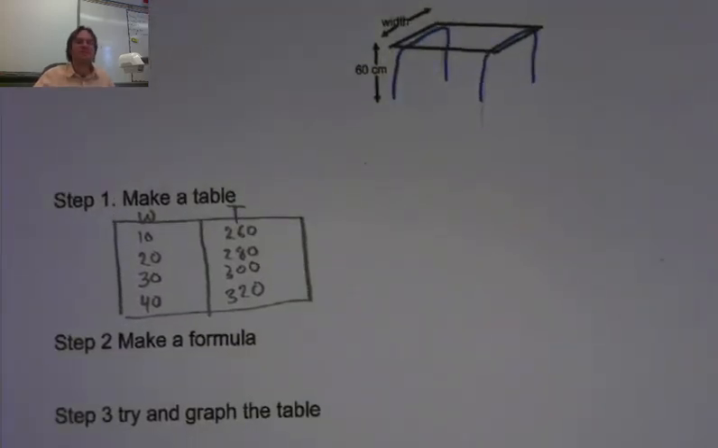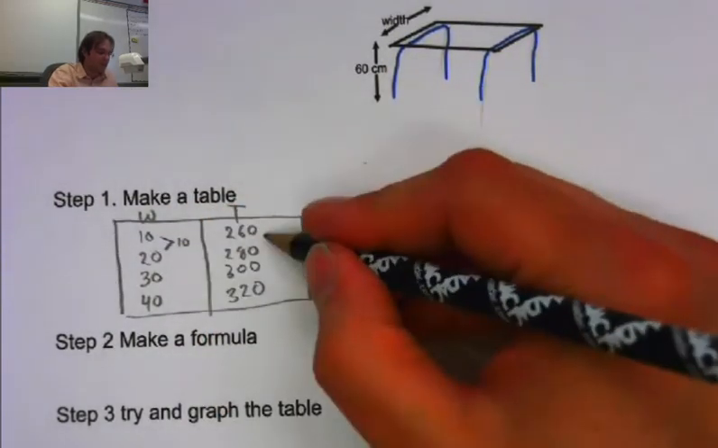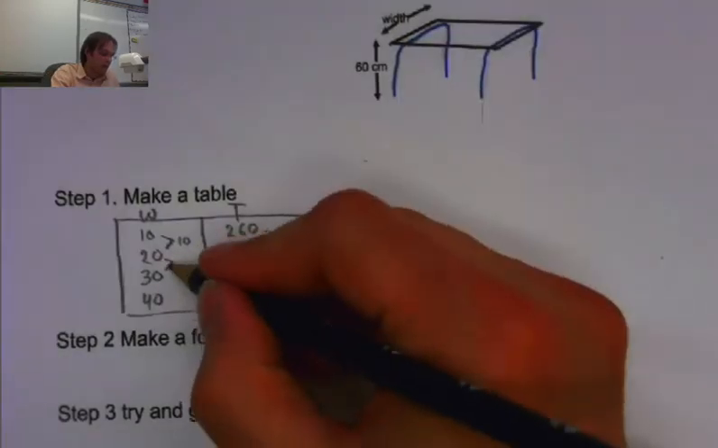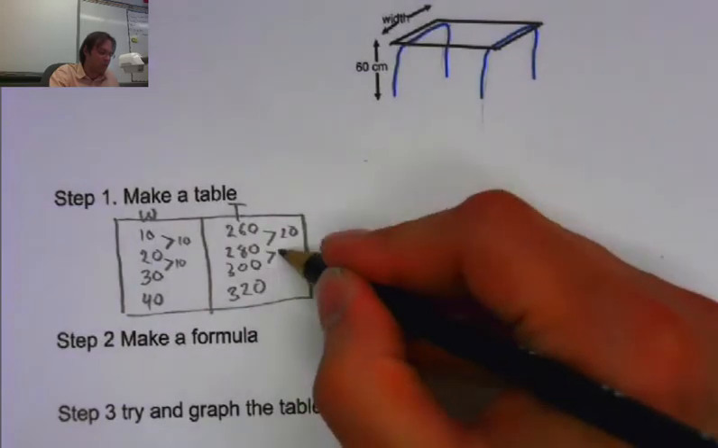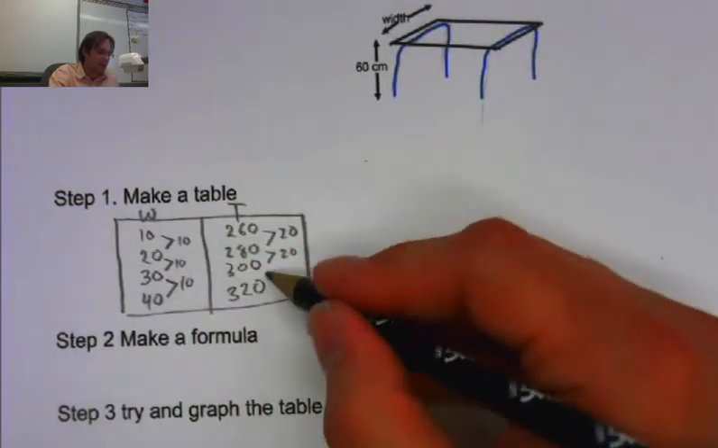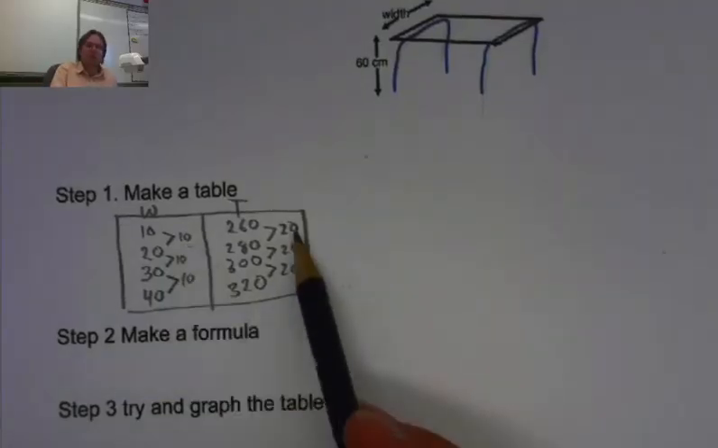So step 2 is making a formula. Let's look at my table. Every time here, I'm going up by 10. Every time here, I'm going up by 20. I go up here by 10. Here, I'm going to go up by 20. Once again, by 10, and here by 20. So for every 10 this goes up by 20.